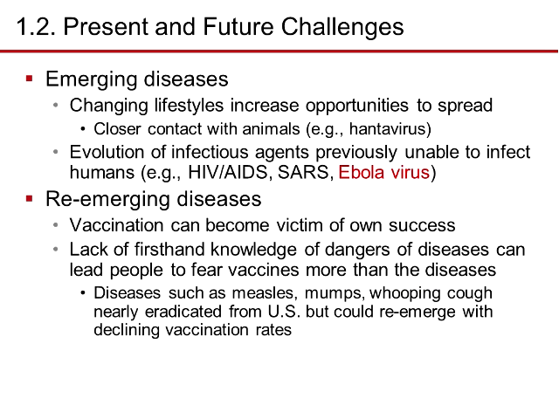Now, changing lifestyles increases opportunities to spread the disease. For instance, closer contact with animals like hantavirus, evolution of infectious agents previously unable to infect humans like HIV and AIDS, which originally affected monkeys, SARS and Ebola viruses, which came from other animals. And we're having re-emerging diseases because vaccination can become the victim of its own success. We see that. People don't have the first-hand knowledge of dangerous diseases, and it leads people to fear vaccines more than disease.